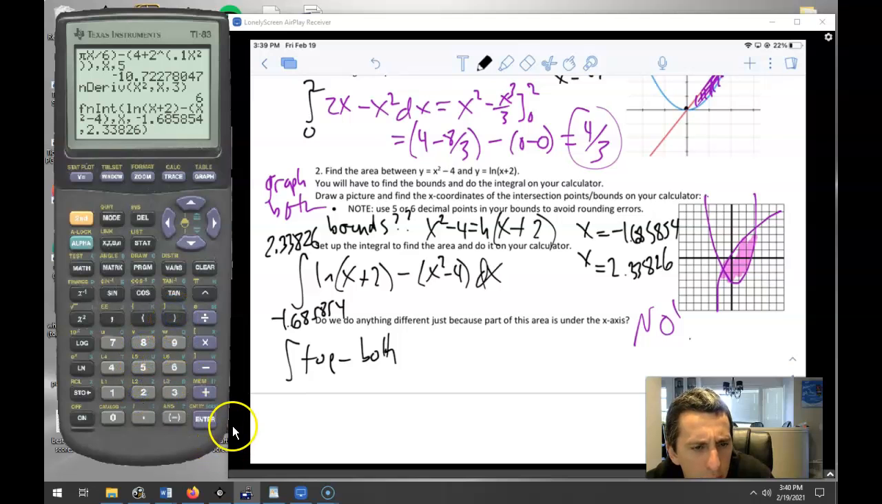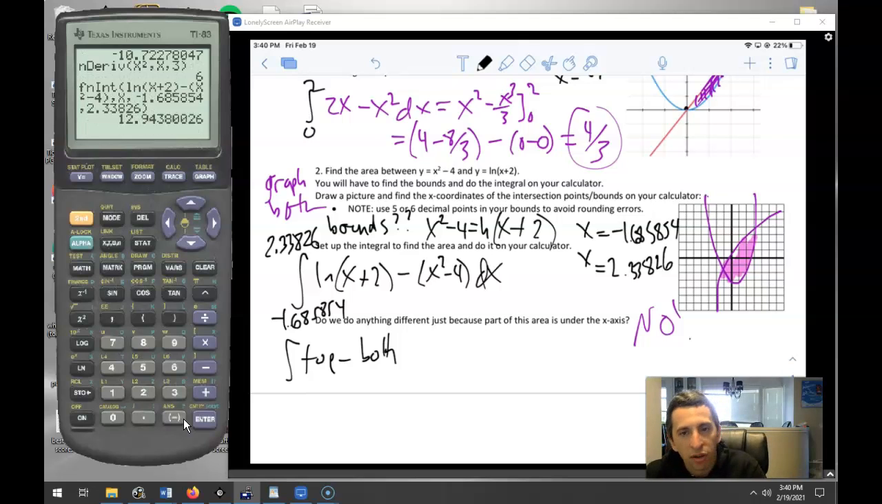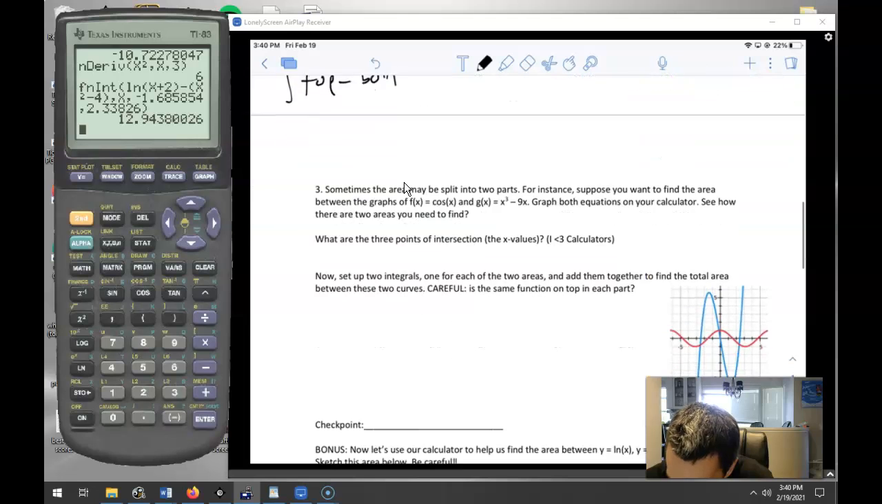Okay. And we'll let our calculator work on that integral for a minute, but that's going to give me the area. In a lot of your homework, the integrals are going to be a little gnarly, and especially if you need to use your calculator to find the bounds, you'll just do these integrals on your calculator as well. So I did this, and I got 12.9438, which is the same answer I got before in class. That's a good sign.